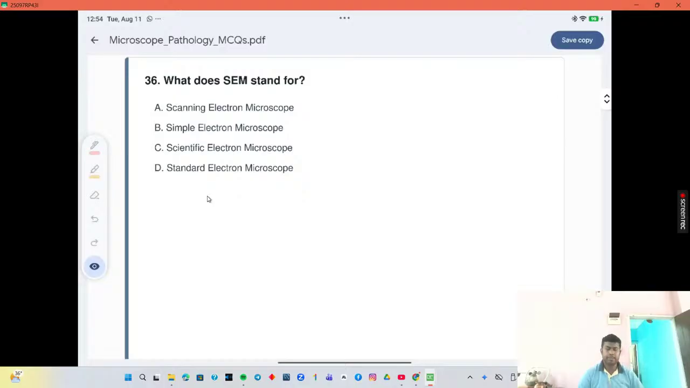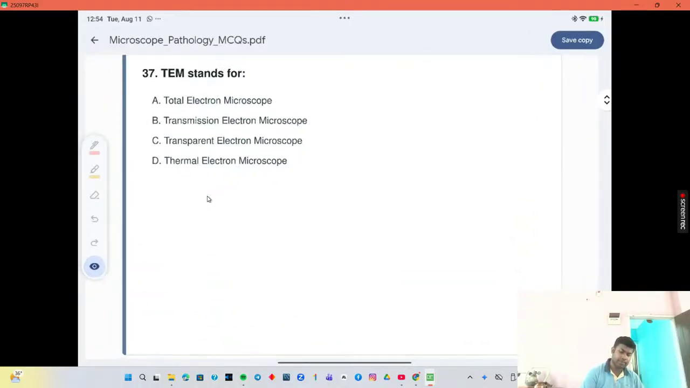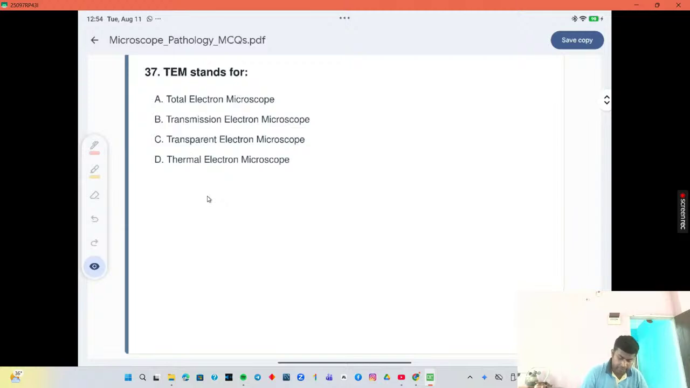So, what does SEM stand for? SEM stands for scanning electron microscope. Now, the next question is what does TEM stand for? TEM stands for transmission electron microscope. These two are types of microscopes which use electrons to see an object under the microscope.